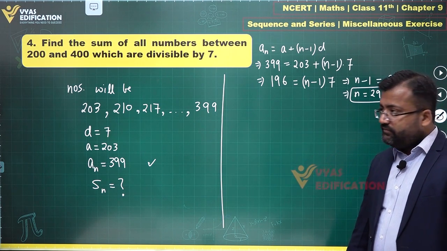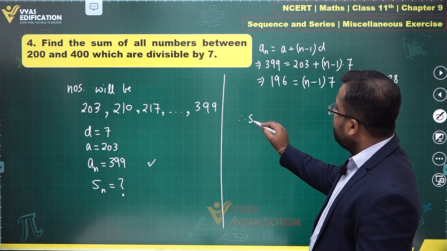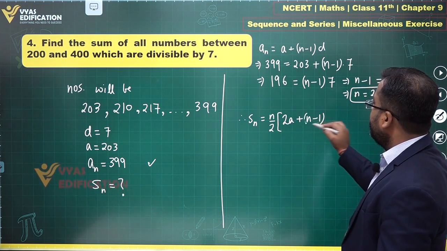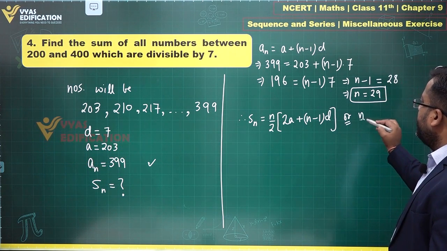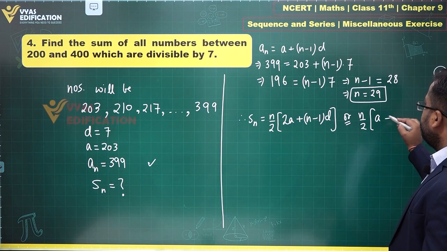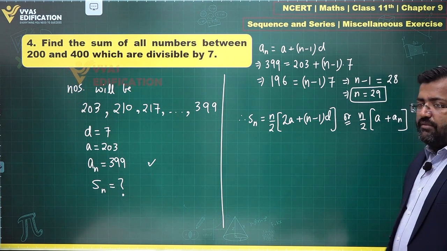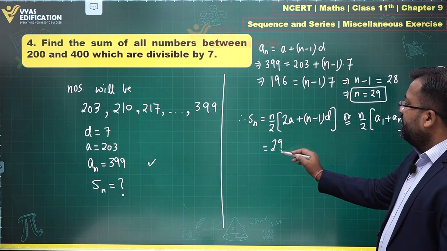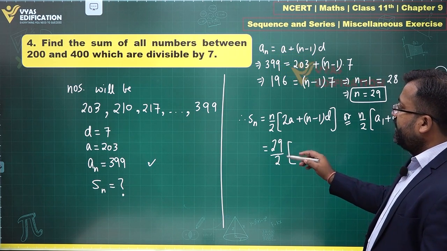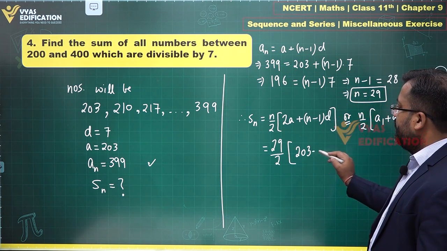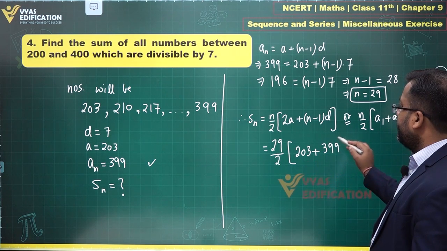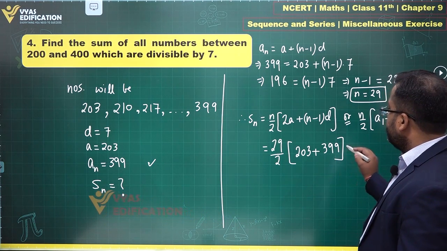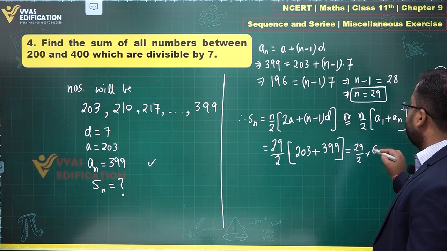That's one thing. Okay. Therefore, Sn, which will be n by 2 times 2a plus n minus 1 d, or we can use n by 2 times a plus an. First term plus last term, that's what you can use. First term is equal to a. n is 29, so 29 by 2. In the bracket you have a which is 203 and plus an which is 399. This is what you get. So 599, 602. Okay, this is 29 by 2 into 602.